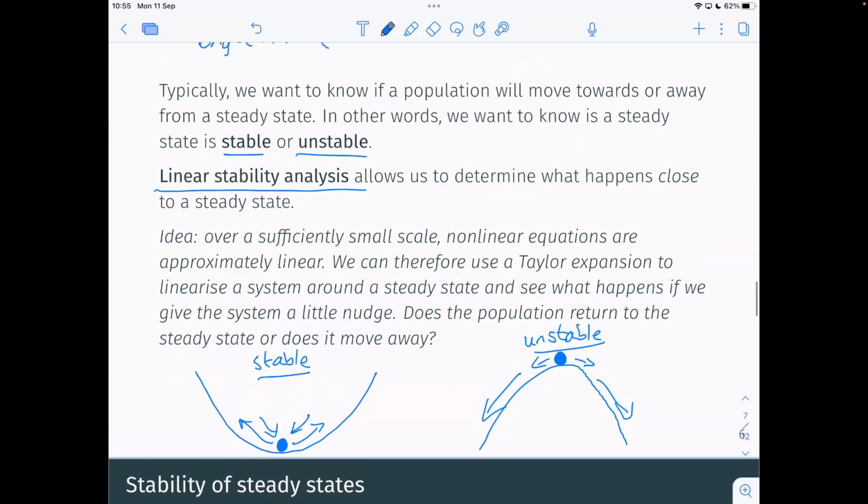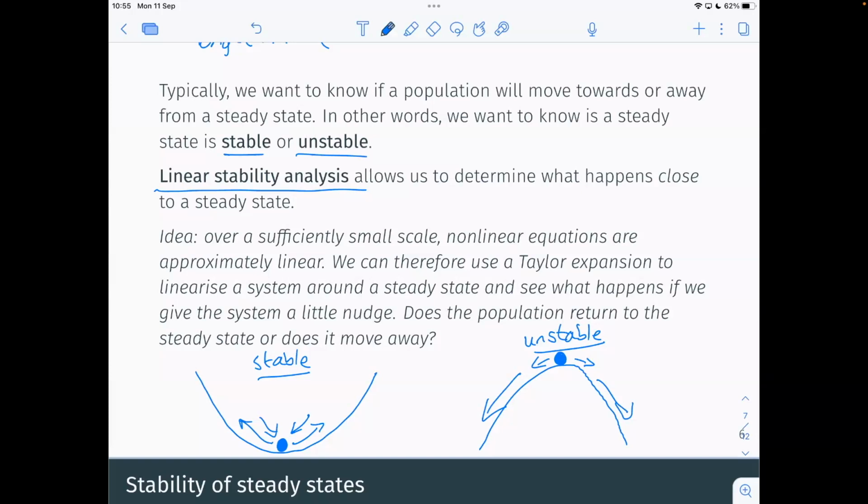So how are we going to actually analyze this? Well, the idea here is that if you zoom in on anything enough, it basically looks linear. Think about the Earth being a globe, right? If you're far out in space, it's clearly a globe. But if you zoom in enough, for example, this bit of room, it's pretty much flat, right? Even over fairly large scales, things look flat.